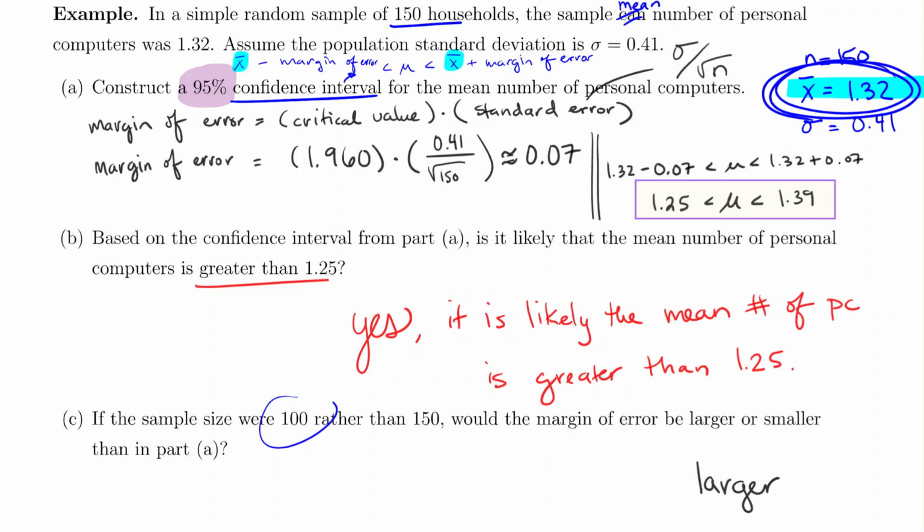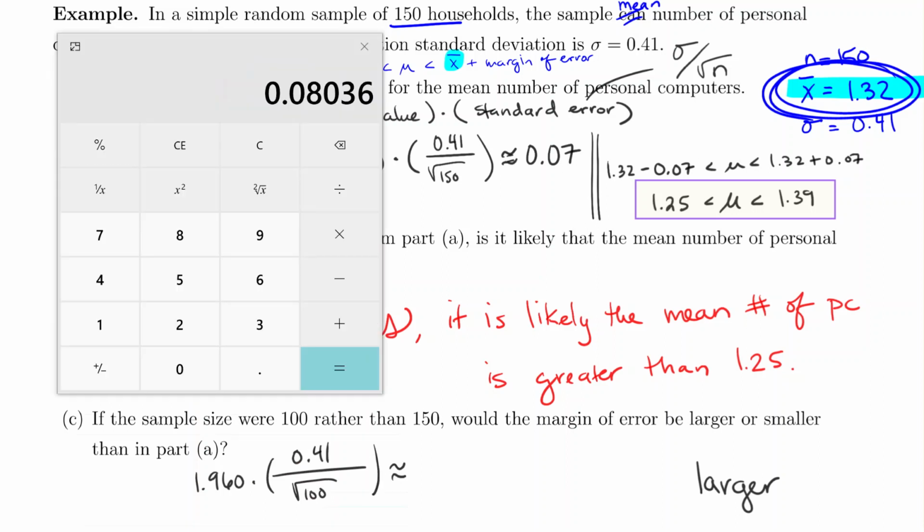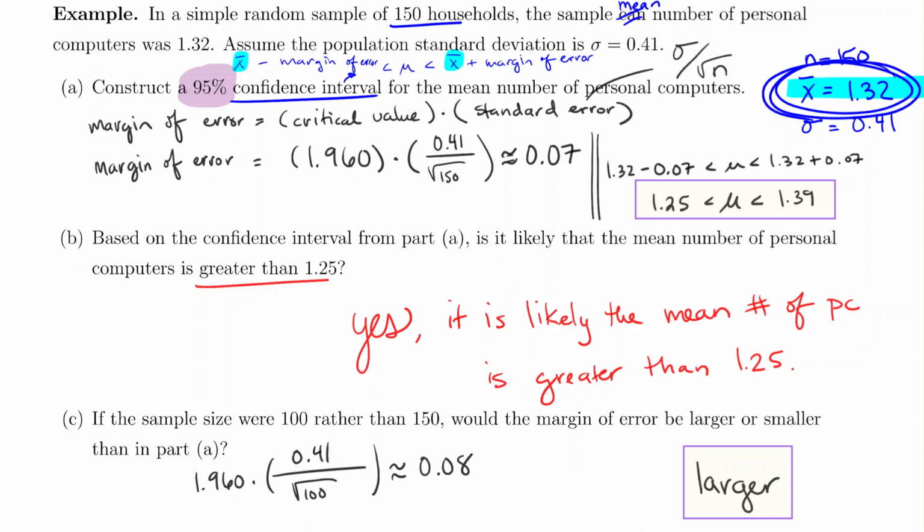And if I'm unsure about that type of reasoning, then I'm just going to recalculate off to the side and verify for myself. The same critical value as before times the same standard deviation divided by my new square root of the sample size. That would give me, rounded to 2 decimal places, 0.08, which we see is definitely, as expected, a larger margin of error.